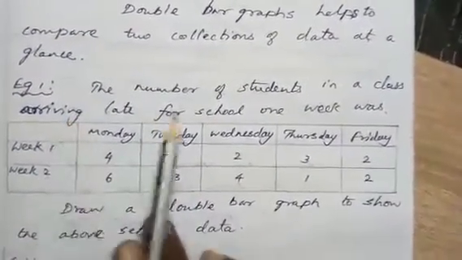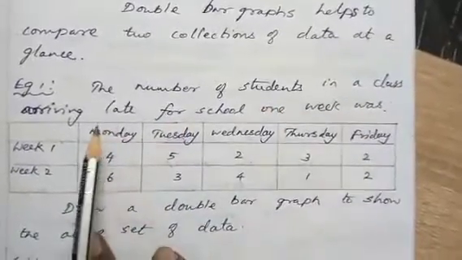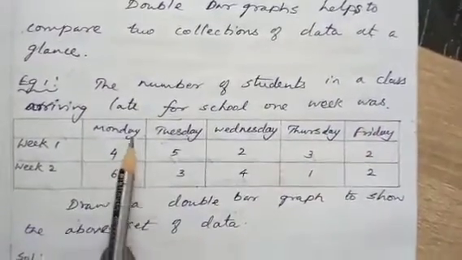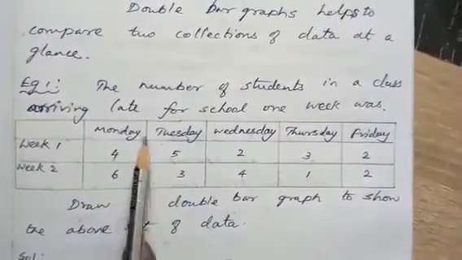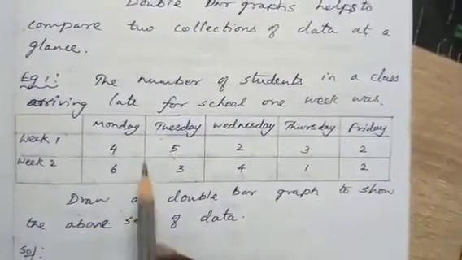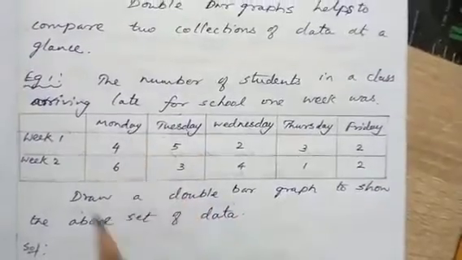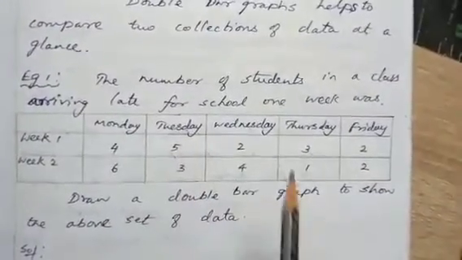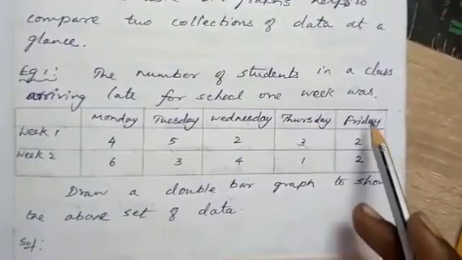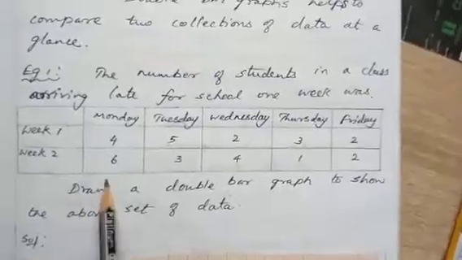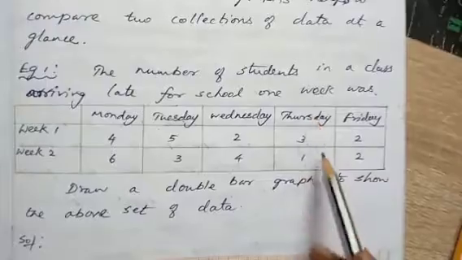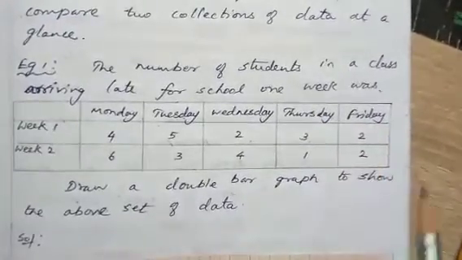The first example is the number of students in a class arriving late for school in 1 week. Here are week 1 and week 2: Monday, Tuesday, Wednesday, Thursday, Friday. In week 1, Monday is 4 students, Tuesday 5, Wednesday 2, Thursday 3, and Friday 2. In week 2, Monday 6 students, Tuesday 3, Wednesday 4, Thursday 1, Friday 2.